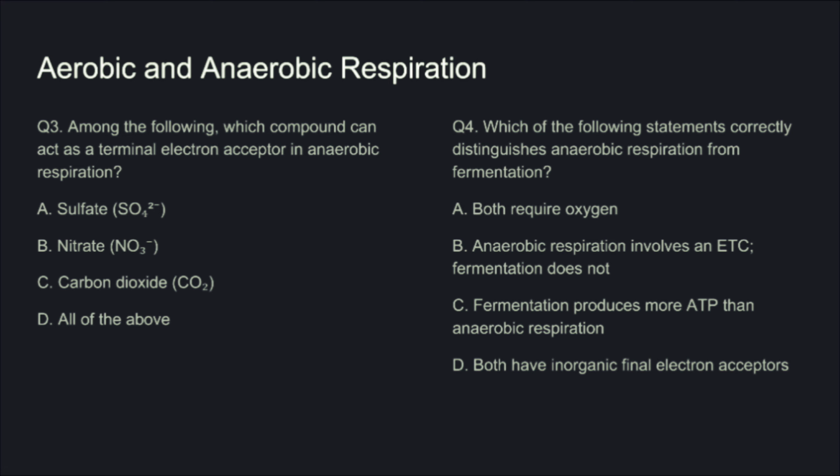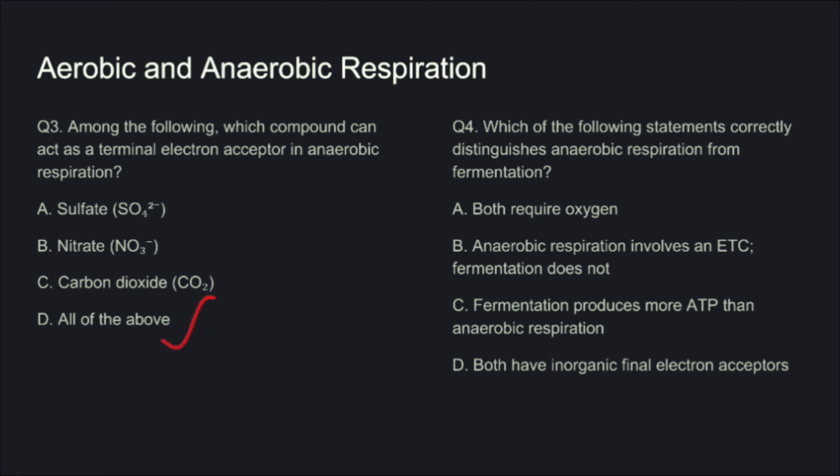Question number 3. Among the following, which compound can act as a terminal electron acceptor in anaerobic respiration? Your options are A sulfate, B nitrate, C carbon dioxide, D all of the above. So the correct answer is option D, all of the above.